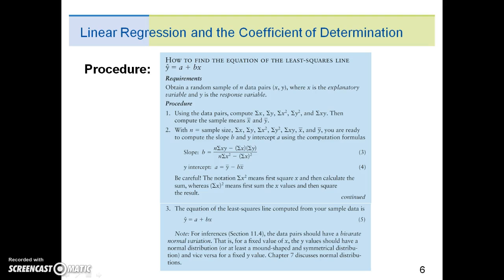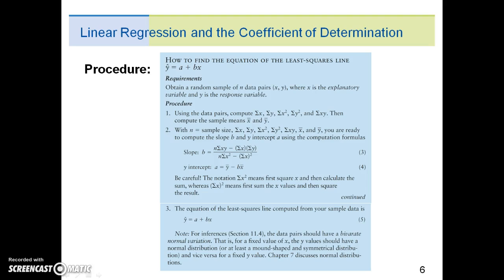Our procedure is listed here as follows. The requirements are to obtain a random sample of n data pairs where x is the explanatory variable and y is the response variable. The first step is, using the data pairs, compute the sum of x, sum of y, sum of x squared, sum of y squared, and sum of xy, then compute the sample means, x bar and y bar.